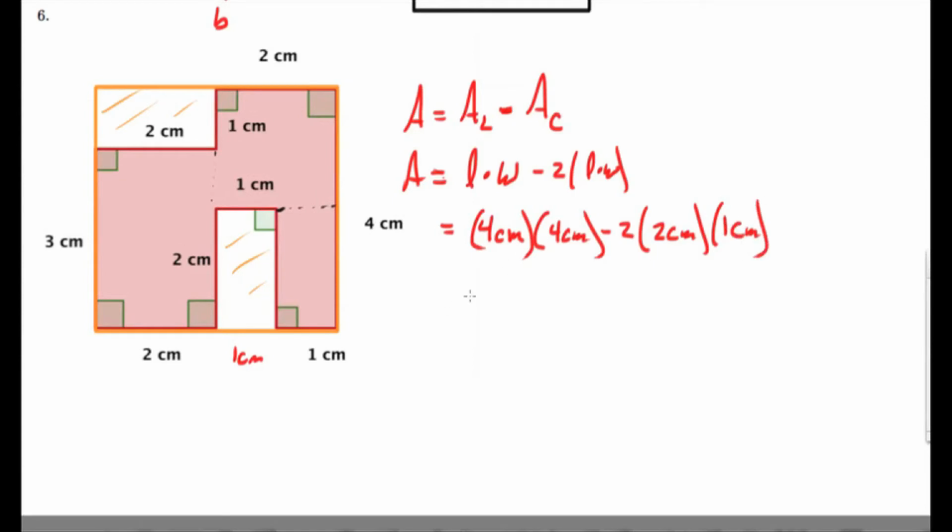So 4 times 4 is 16. 2 times 2 times 1 would be 4. So this would be 12 centimeters squared is my area.